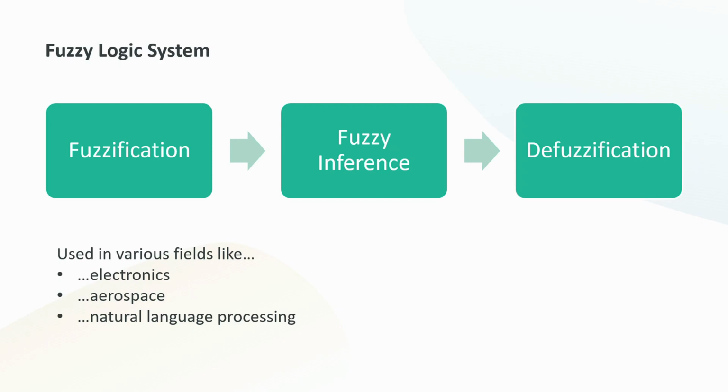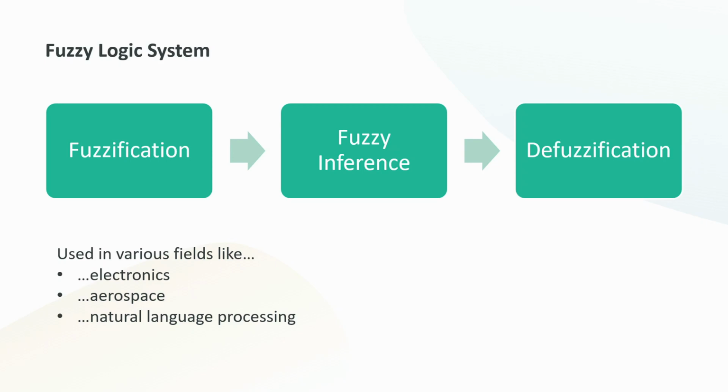In the last step, the defuzzification, we want to then calculate a value which we can work with. Depending on the area in which we apply a fuzzy logic system, this can be, for example, in electronics, we want to calculate how fast the ceiling fan should rotate. And we say if it's really hot, it should rotate faster, and we want to translate it into a real number the system can work with. Or in aerospace, if we want to calculate the altitude of a spacecraft. But fuzzy logic has also found its way into natural language processing.